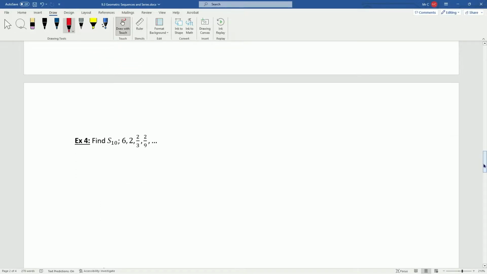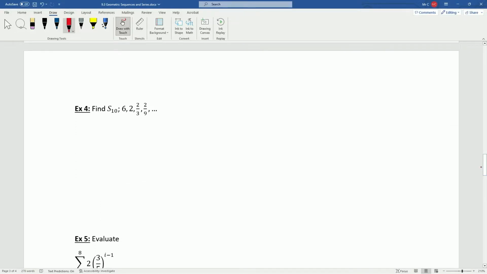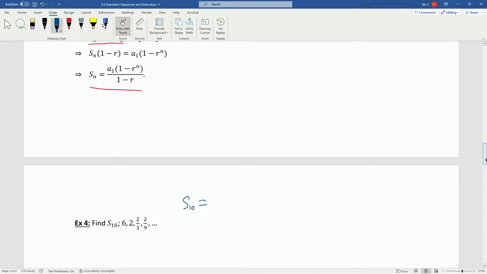So let's go ahead and tackle an example here. So here we want to find s sub 10, so the sum of the first 10 terms. So remember, we always want to write out our sum formula. So s sub 10 equals, so what is our sum formula? It's a1 times 1 minus r to the nth, n in this case is 10, over 1 minus r.